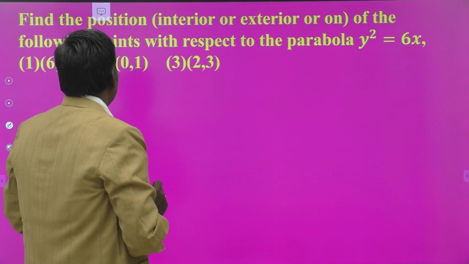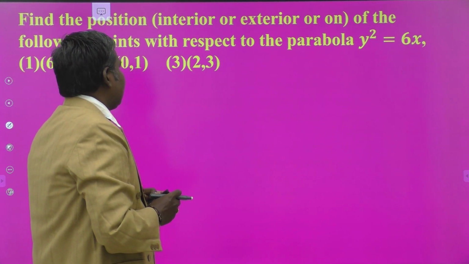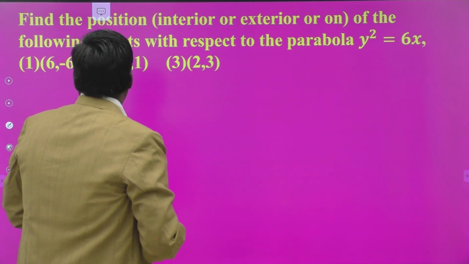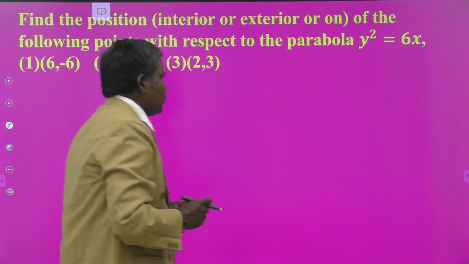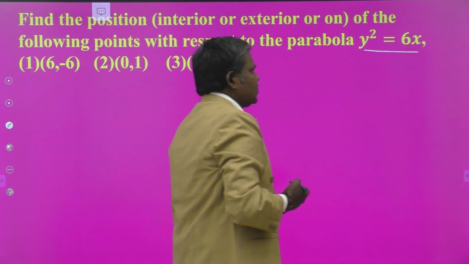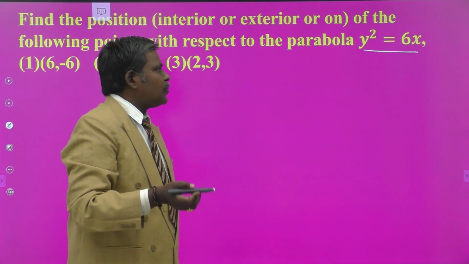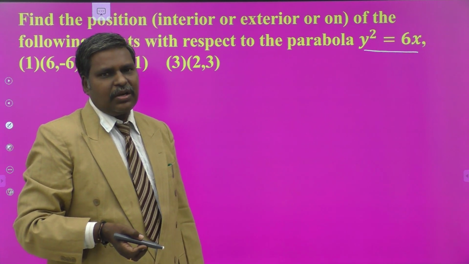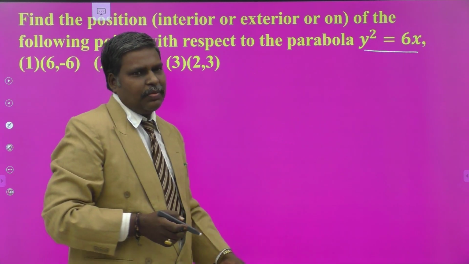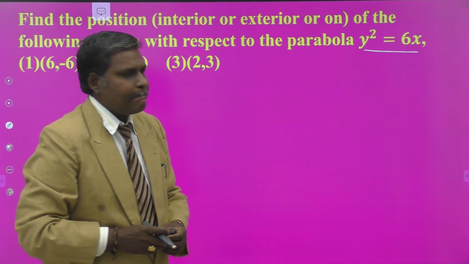Next one. Find the position, that means either interior or exterior, of the following points with respect to the parabola y square is equal to 6x. This is the question. So we have to find out the position of the point with respect to the curve. Before going to see this problem, we have to learn the notations of the parabola.